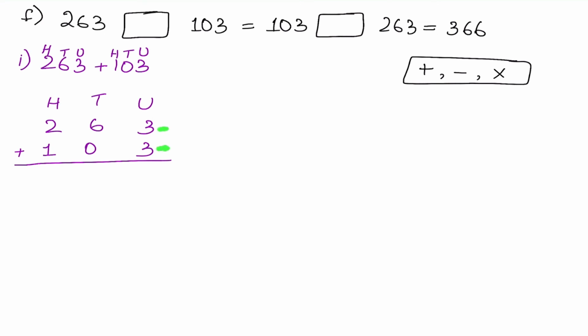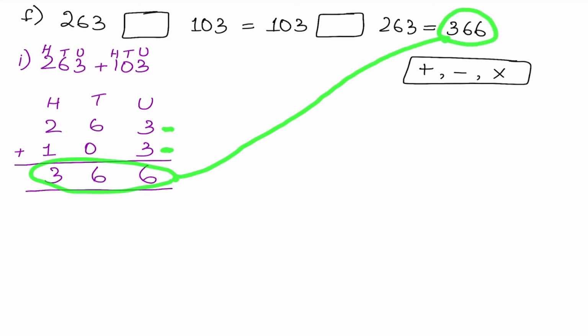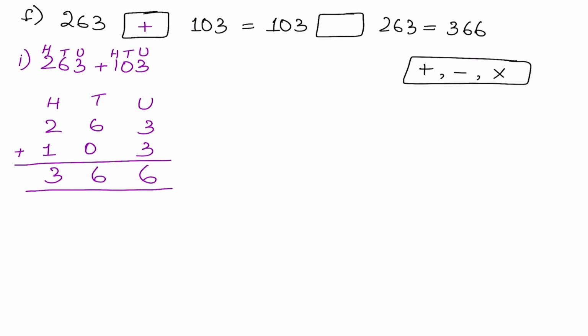So 3 plus 3 is 6. So you will write 6 here. Then again 6 plus 0 is 6. So you will have 6 here. Then you have 2 plus 1 is 3. So you can see that 263 plus 103 is equal to 366. And this perfectly matches with this number. Okay? So here you can write plus.